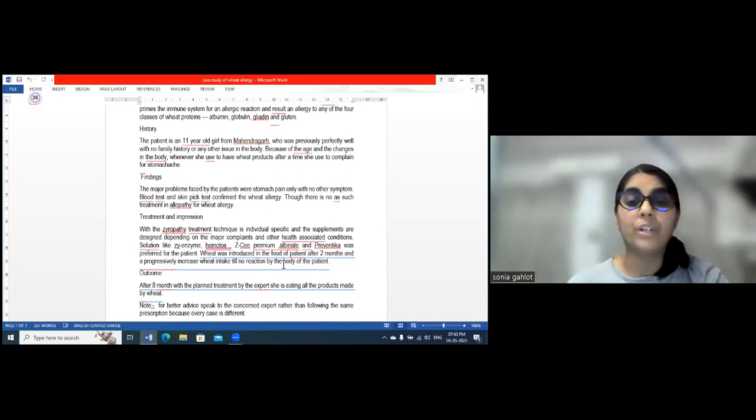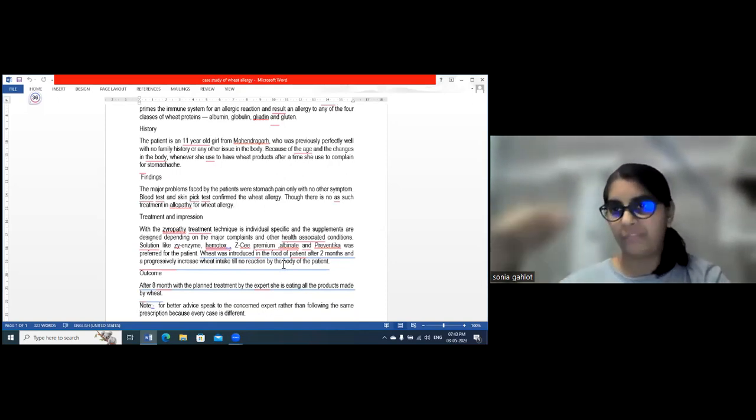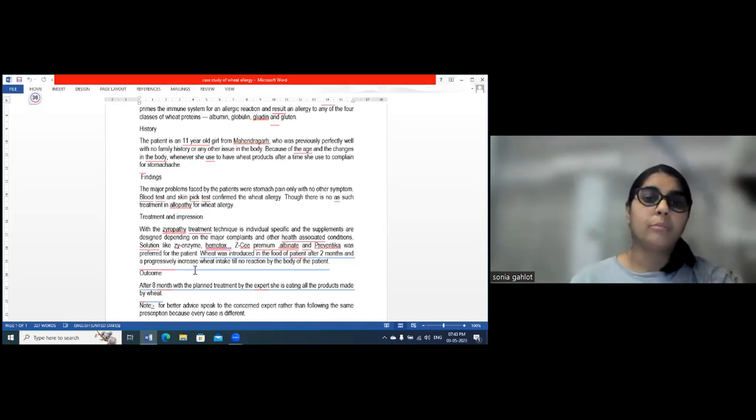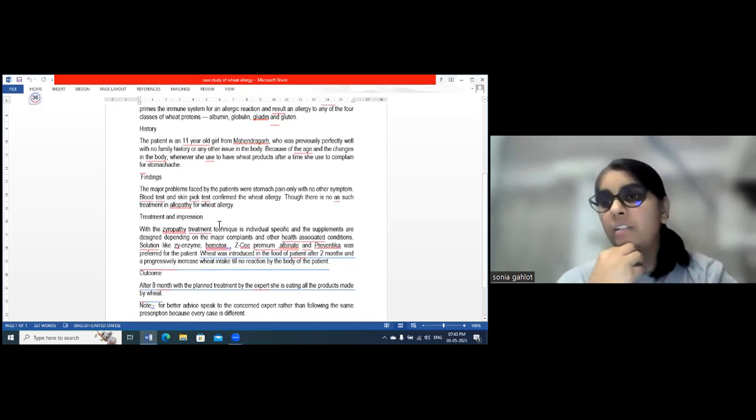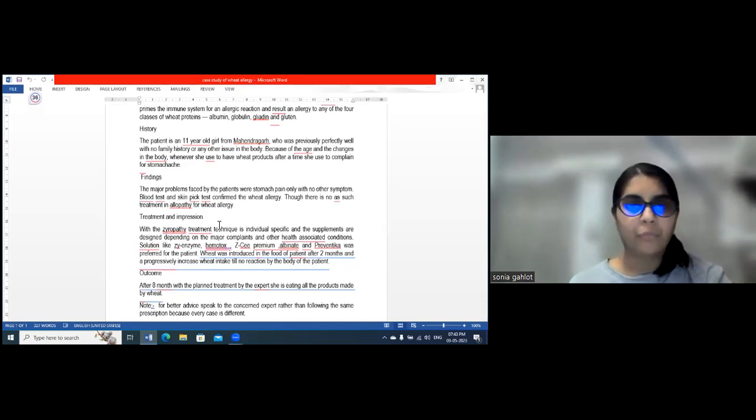Then what were the treatments that she took from allopathy? She tried it. But later on, when she joined Zyropathy, then what was the treatment system and what was the treatment technique that has been followed? What are the various supplements that were utilized for her treatment has been discussed. Then what were the outcomes?